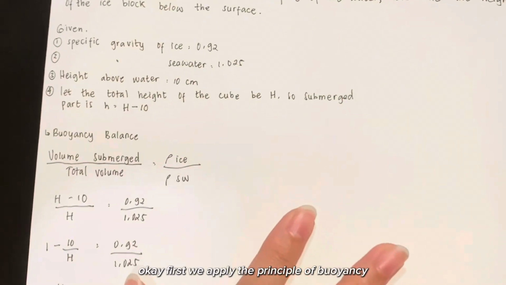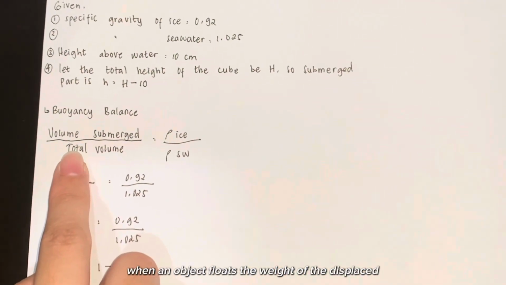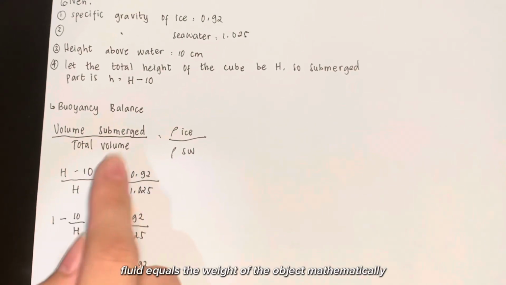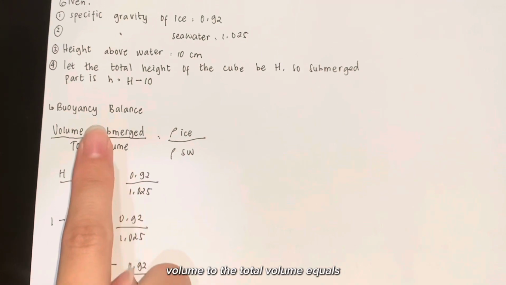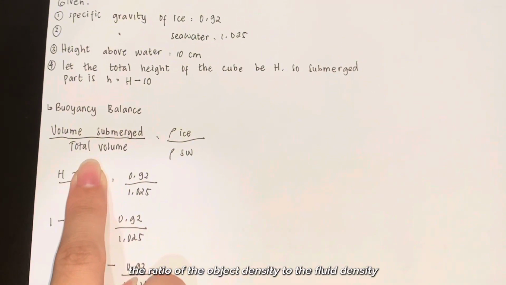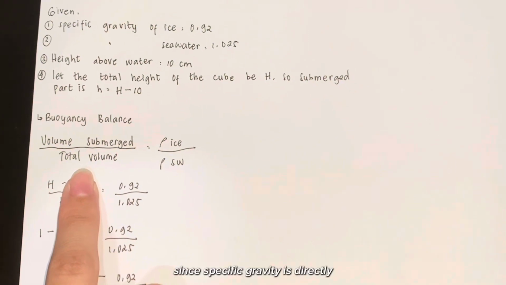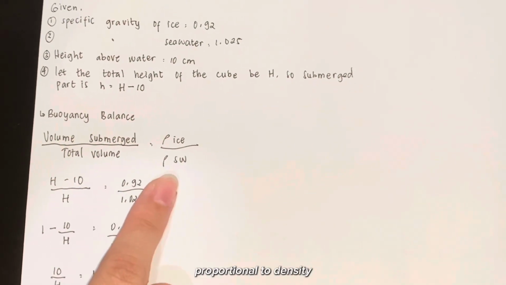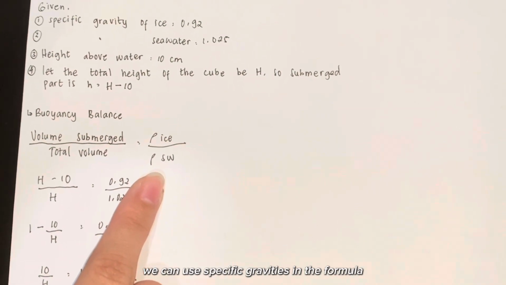Okay, first we apply the principle of buoyancy. When an object floats, the weight of the displaced fluid equals the weight of the object. Mathematically, the ratio of the submerged volume to the total volume equals the ratio of the object density to the fluid's density. Since specific gravity is directly proportional to density, we can use specific gravities in the formula.